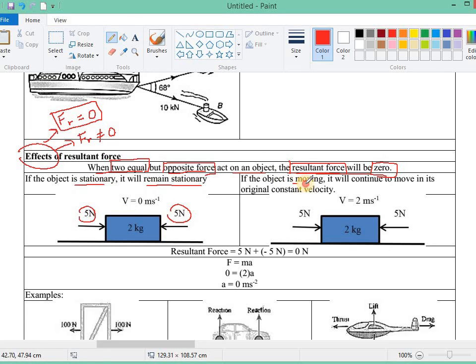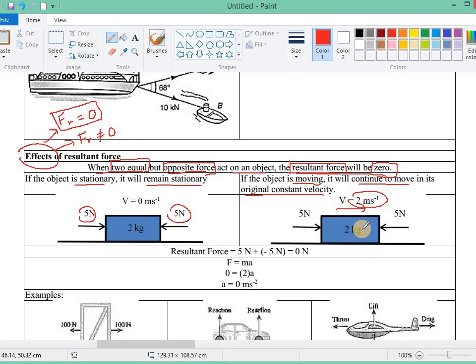If the object is moving, it will continue to move in its original constant velocity. That means if this object is already moving, originally at 2 meters per second, suddenly you have 5 Newton act on this 2 kilogram. What happened is this 2 kilogram will continue its original velocity and continue to be constant. The velocity also not going to change.